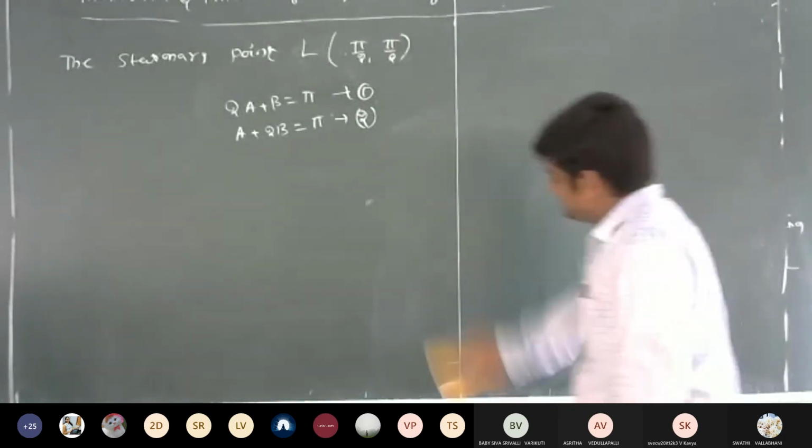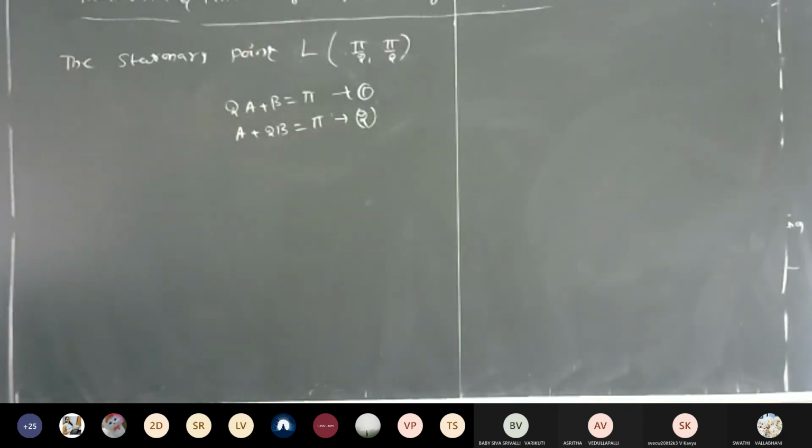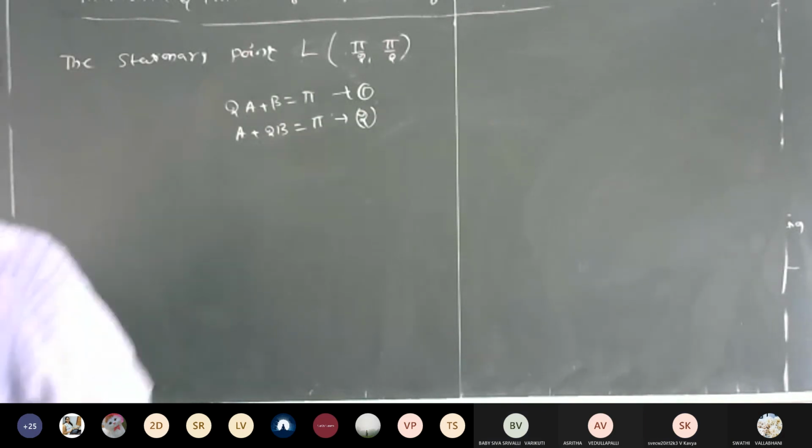What is the point? Manisha, what is the point? Pi by 3 comma 2 pi by 3, sir. Pi by 3 comma pi by 3. Yes, pi by 3 comma pi by 3. Why are you getting confused? It is a very simple equation.